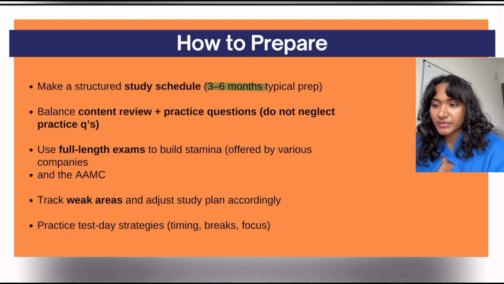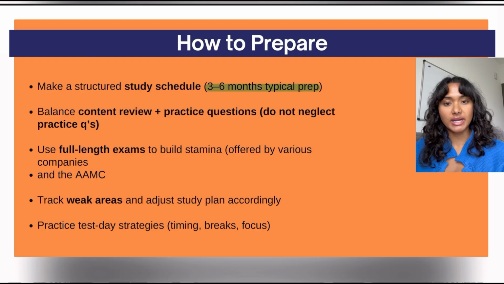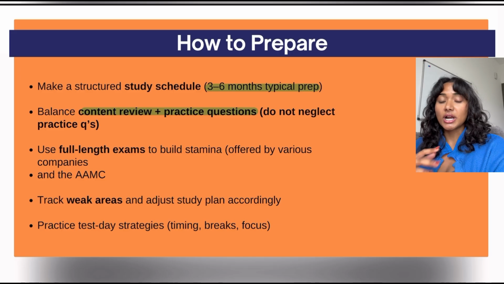How to prepare. It's a big exam, so it's a lot of preparation. Usually people have a structured study plan, and it can go from 3 months to 6 months, depending on what type of studier you are. You should balance content review and practice questions. Practice questions are a big must, so you can simulate test day.